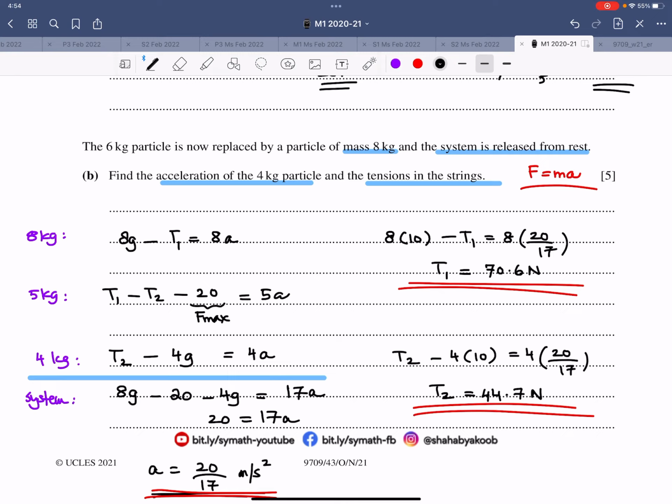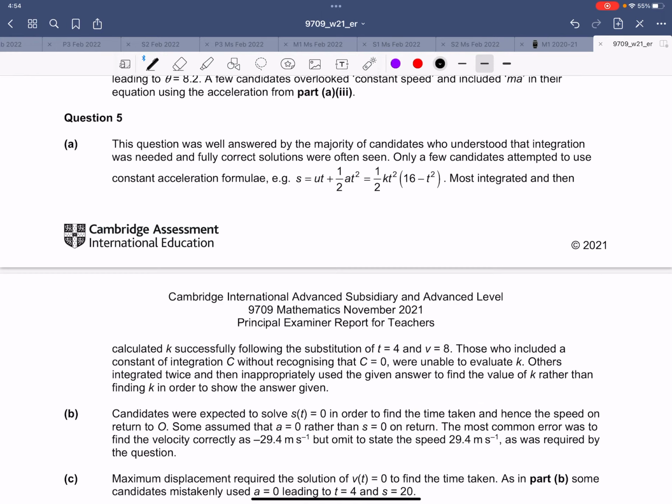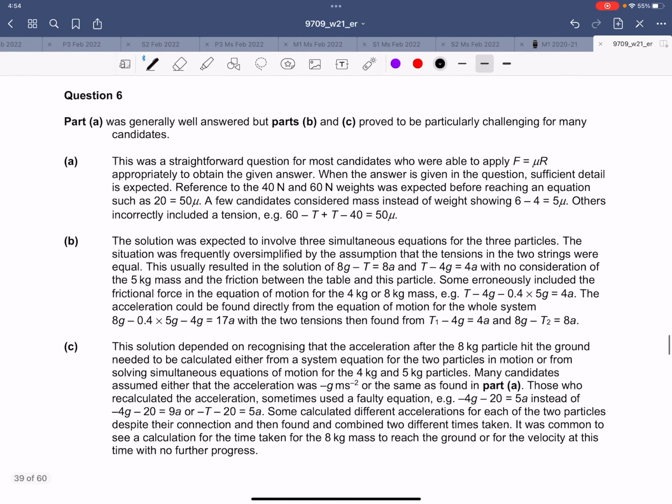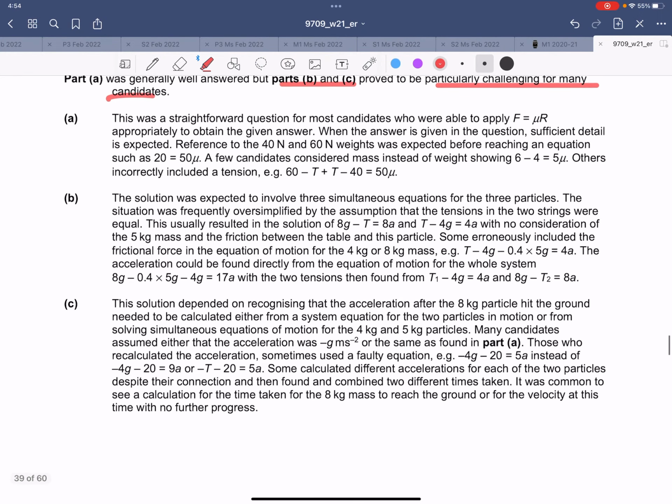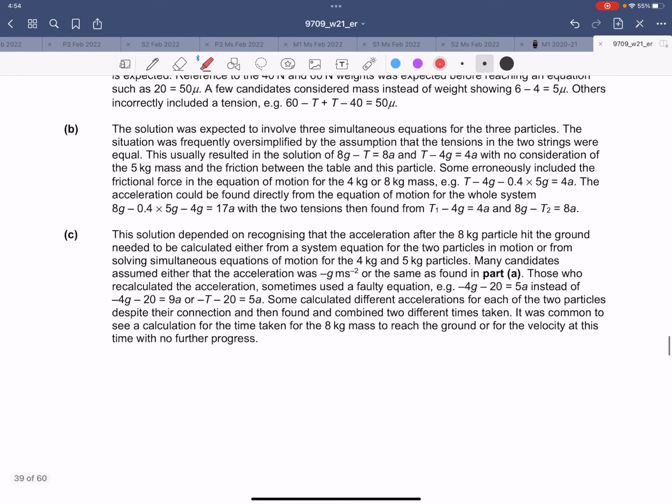Now let me go to the mark scheme. Let's go first to question number 6. It says, the question was generally well answered, but B and C proved to be particularly challenging for many candidates. First part was easy, let's ignore that. The solution was expected to involve 3 simultaneous equations for the 3 particles. We made that. The situation was frequently oversimplified by the assumption that the tensions were equal.